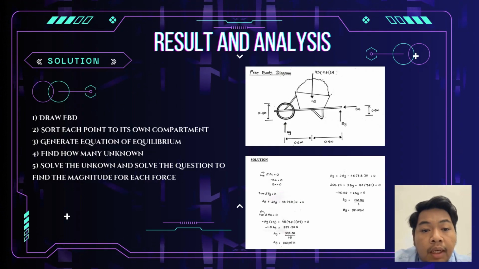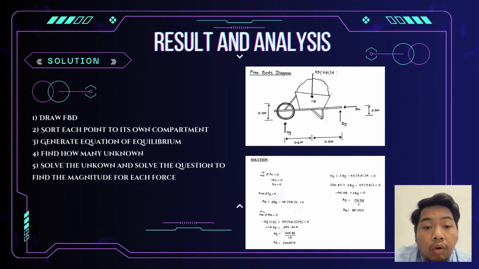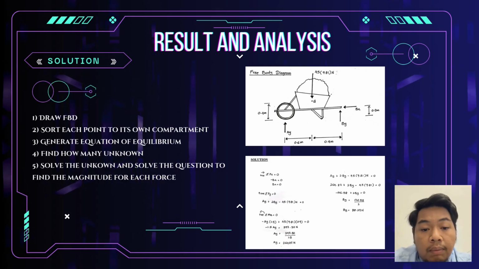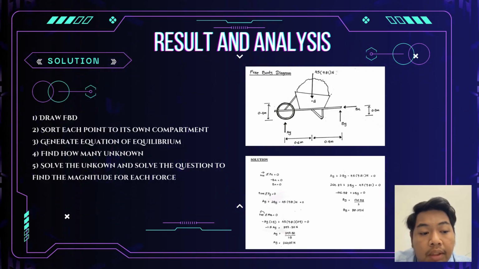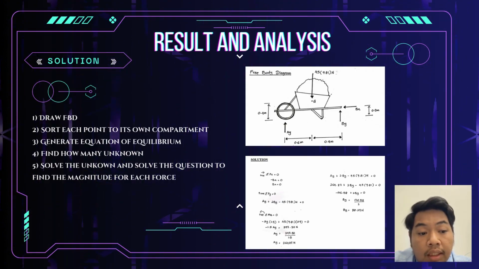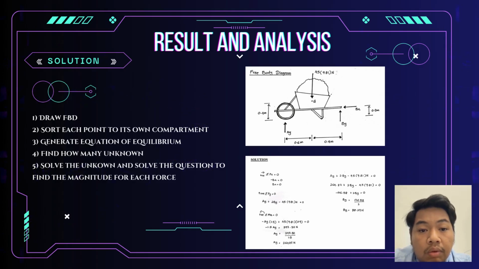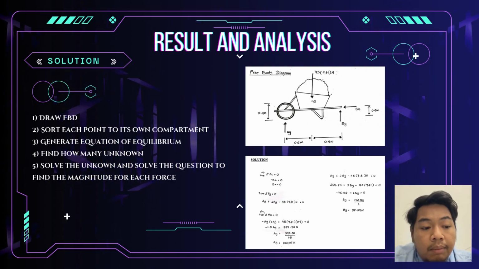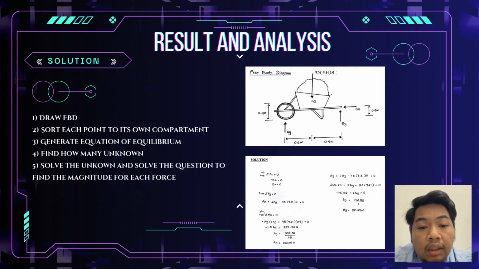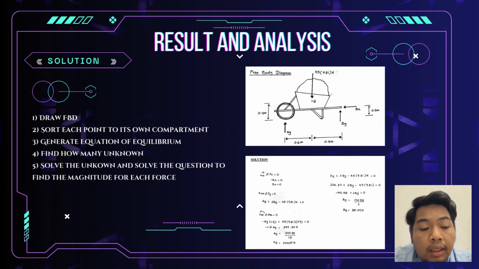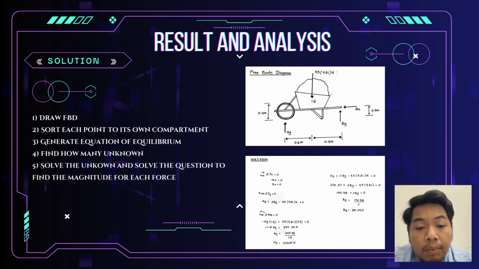and then we have to sort each point into its own compartment, and then generate the equations of equilibrium, which I already wrote on the paper. As you can see, I generate the summation of force in X, from which we can find Bx, which equals 0. Then when I generate the summation of force in Y, as you can see there are two unknowns, and that's why I generate the summation of moment.